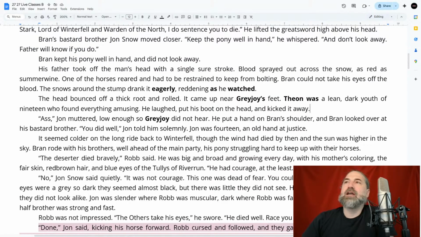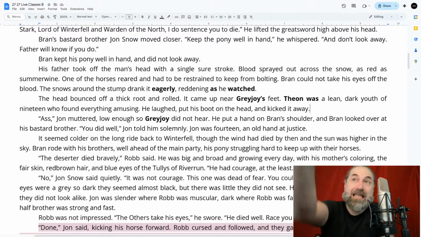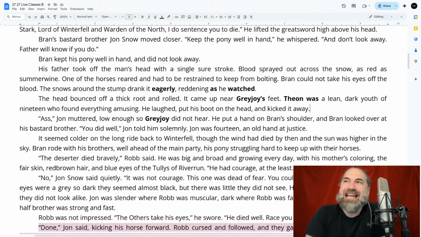All right. So Greyjoy, just for context, Greyjoy laughed, put his boot on the head, and kicked it away. Ass, Jon muttered, low enough so Greyjoy did not hear. He put a hand on Bran's shoulder. For the record, this is the POV of Jon.